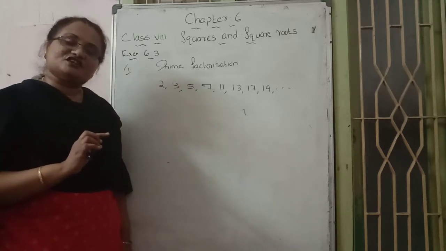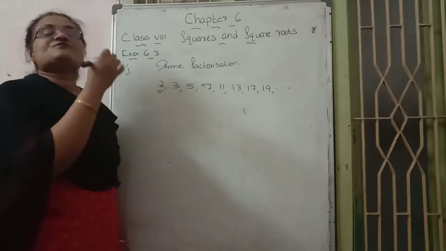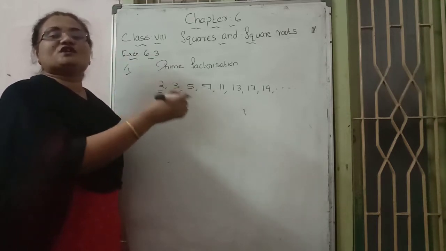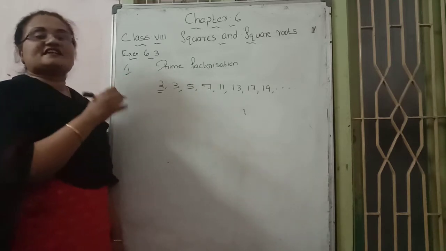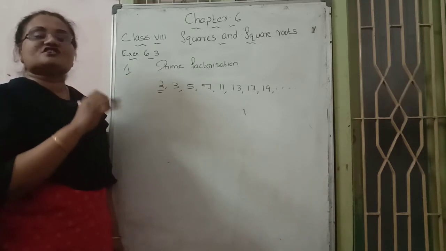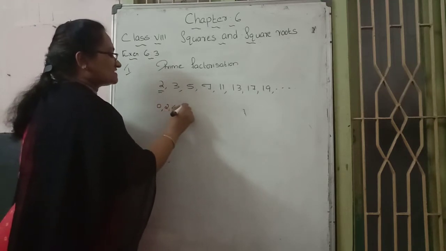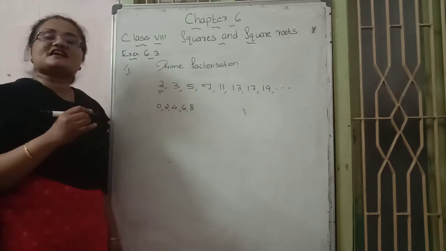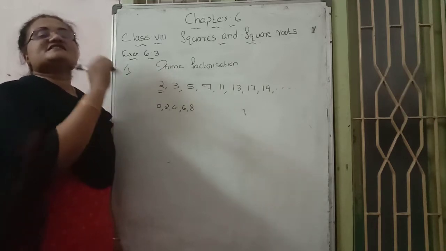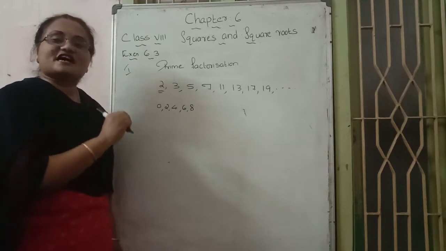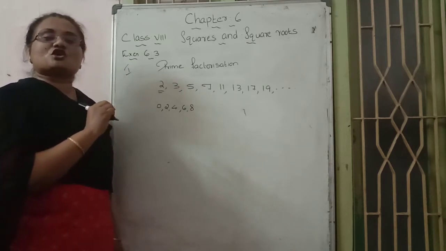What is the divisibility test of 2? The divisibility test of 2 says that if the given number ends with an even digit, we can divide it by 2. What are the even digits? 0, 2, 4, 6, 8. They are known as even numbers. A given number ending with an even digit can be divided by 2. That is the divisibility test of 2.